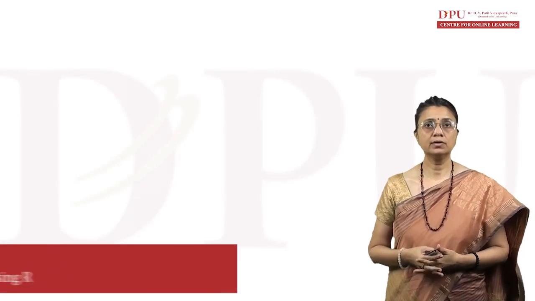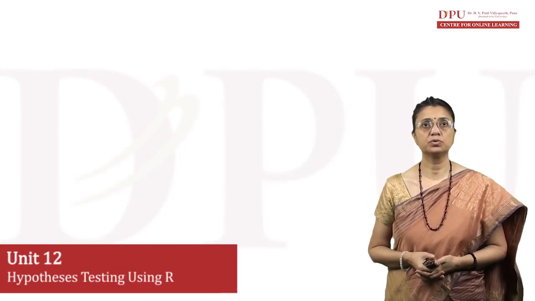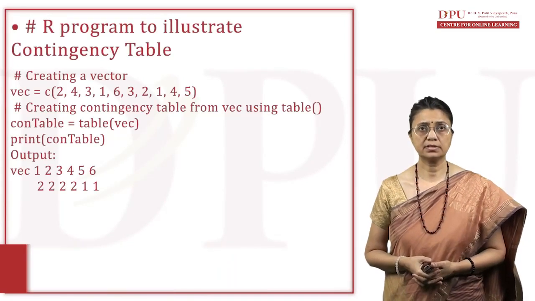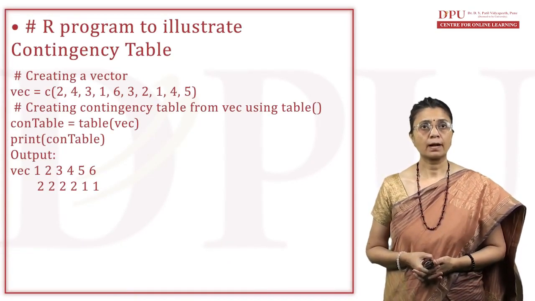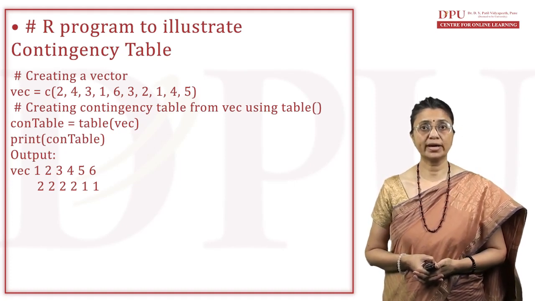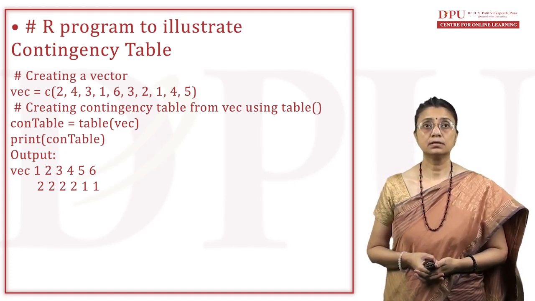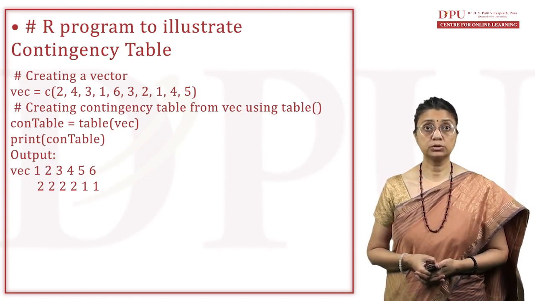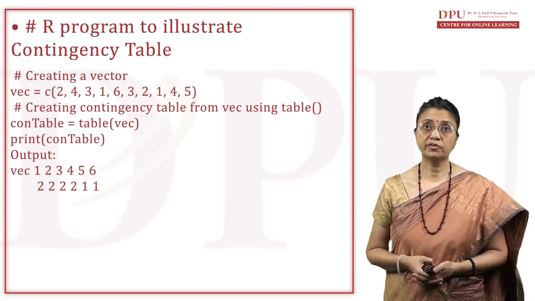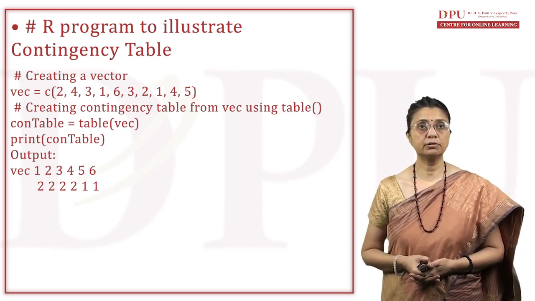So students, now let's have a look at this R program to illustrate contingency tables once again and understand the concept of how it can be used. First of all, we are creating a vector. The vector variable is named vec and the list of values is 2, 4, 3, 1, 6, 3, 2, 1, 4, 5. Next, we are creating a contingency table from the vector using the table function.